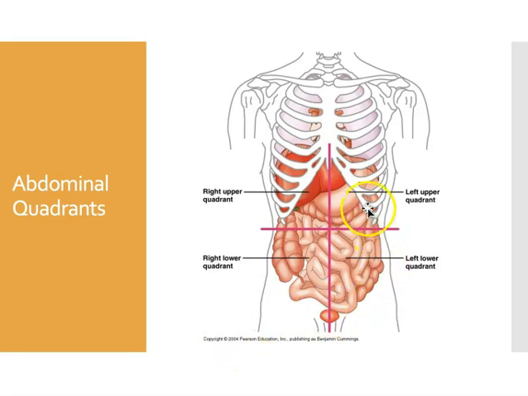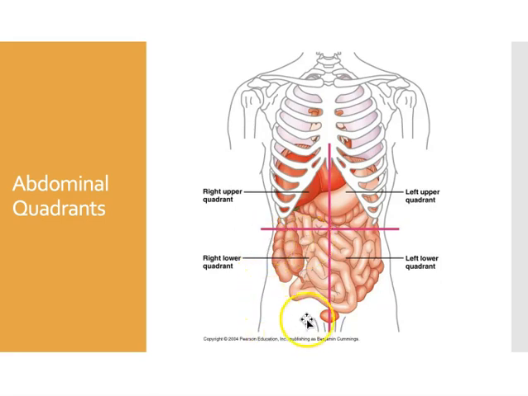We're looking at the abdominal cavity here. Remember, it's got things like liver and gallbladder and stomach, pancreas, intestines, and so on. Notice this grid that's been painted on top of the abdominal cavity. It divides into a left upper quadrant, a right upper quadrant, a left lower quadrant, and a right lower quadrant.